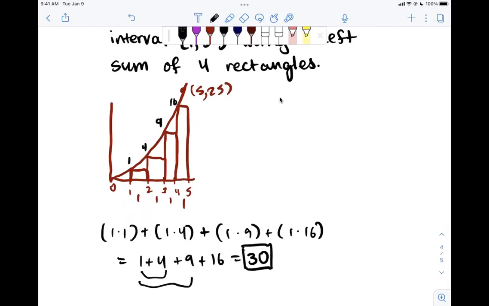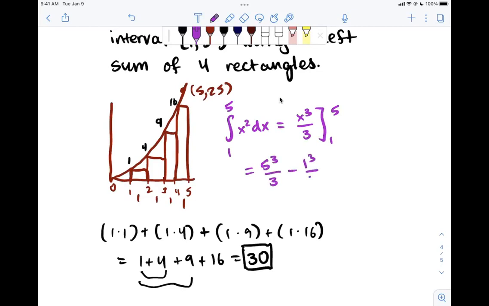Let's sanity check this. Let's solve the integral using the fundamental theorem of calculus. And we expect this left sum to be lower, we can see from the graph, so let's double check. So the integral from 1 to 5 of x squared dx, well, what's the antiderivative of x squared? Using the power rule, that's x cubed over 3. And then we're going to go from 1 to 5. So the fundamental theorem of calculus tells us the answer is going to be 5 cubed over 3 minus 1 cubed over 3.